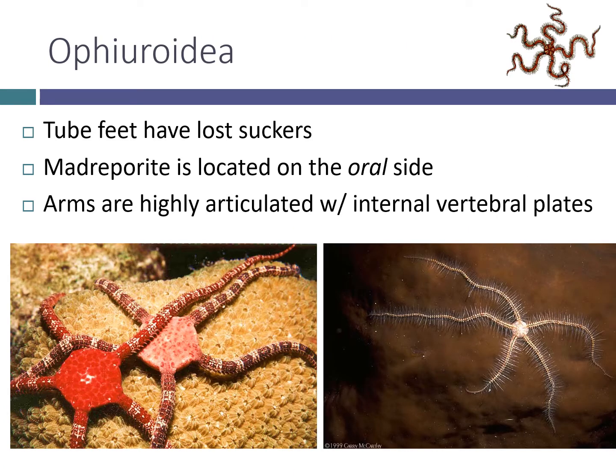Ophiuroidea, right, better known as brittle stars. Their tube feet have lost their suckers, and their madreporite is located on the oral side of their body. Their arms are highly articulated with internal vertebral plates.